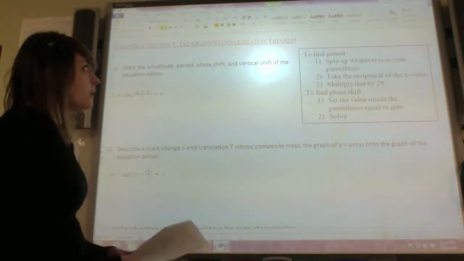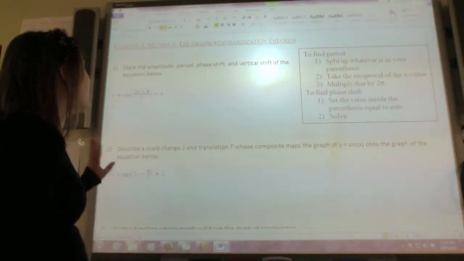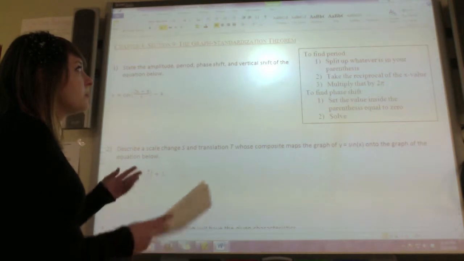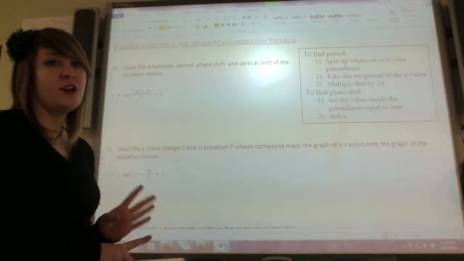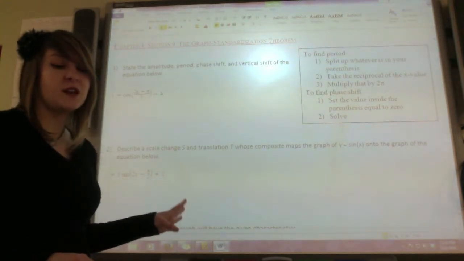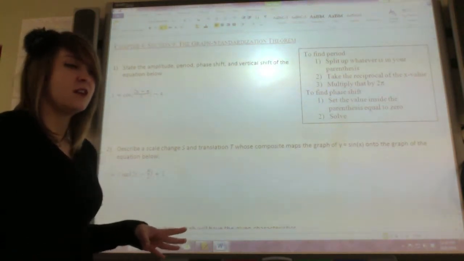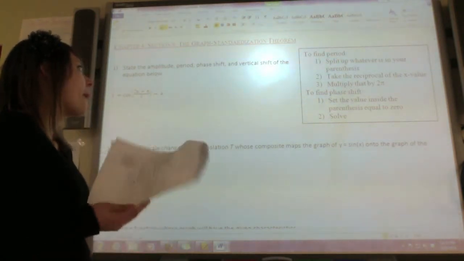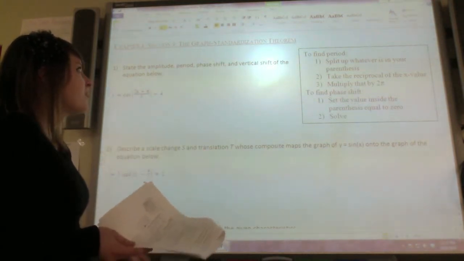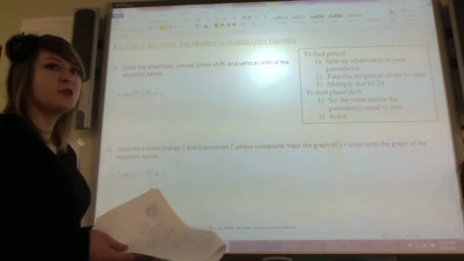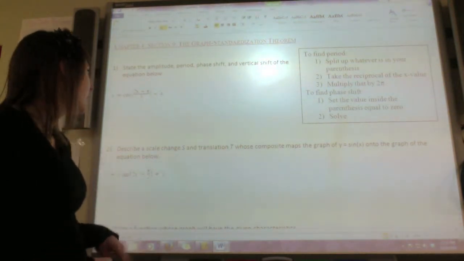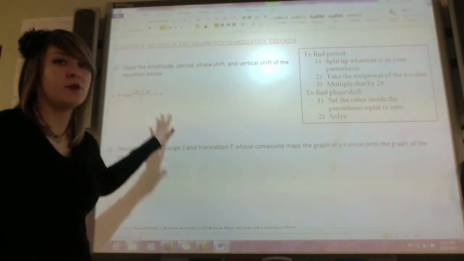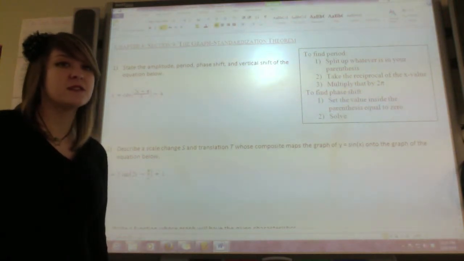Okay, so what we want to do is we want to be able to state the amplitude, period, phase shift, and vertical shift for any type of cosine or sine function that they give us. And it's really not that bad for vertical shift and amplitude, because those are pretty obvious whether you look at a graph or whether you look at an actual equation. It's pretty easy to find those things.